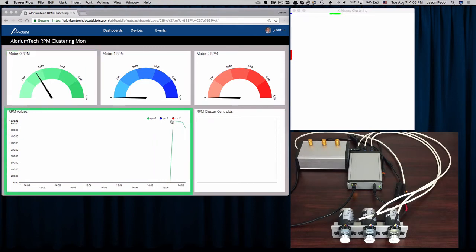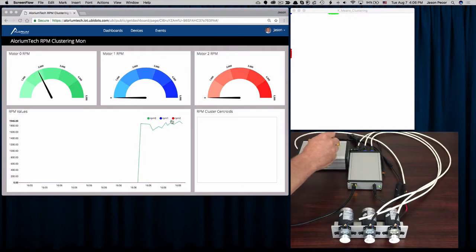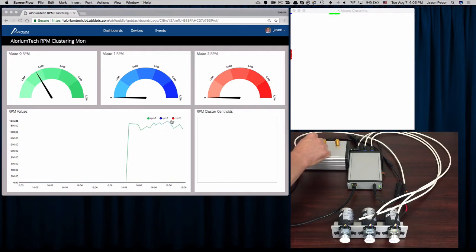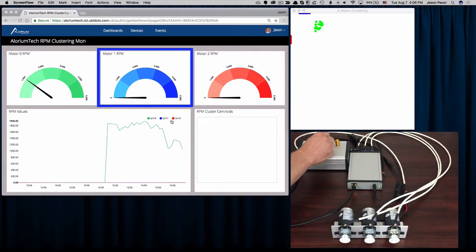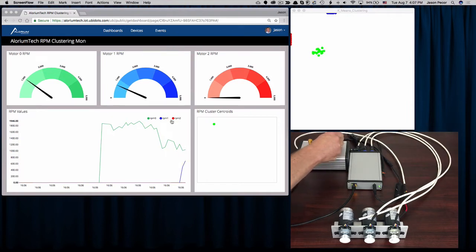The reason it's bouncing around a little bit is intentional. We've added some jitter on the motor control side of things, because it gives us some interesting data to graph in terms of the clustering that we're doing. You'll see the same thing as I add some speed to motor 1 and motor 2 and get those up and going. You'll see the graphs pop up and start to run, jittering around a little bit, and that's intentional.